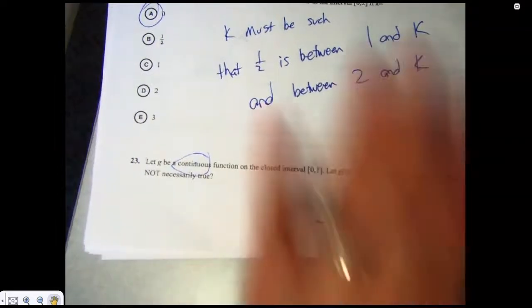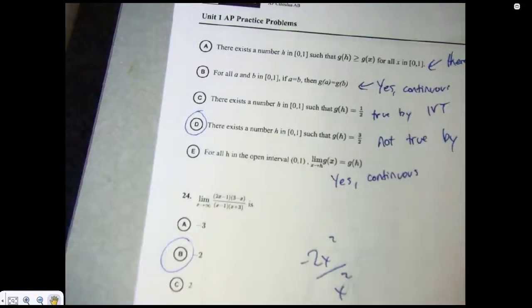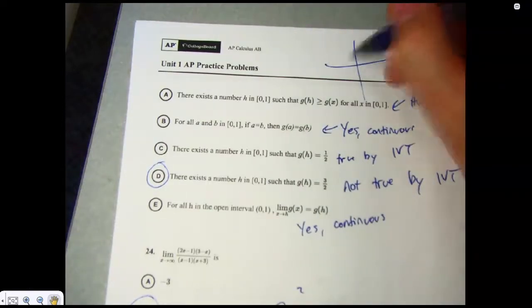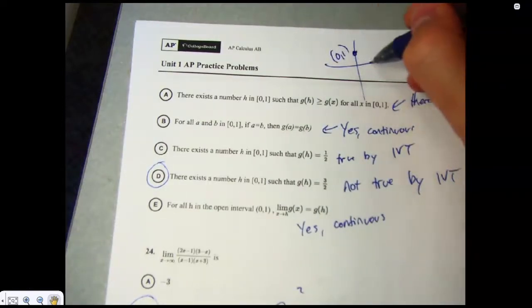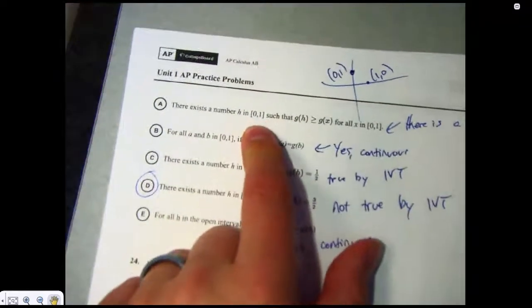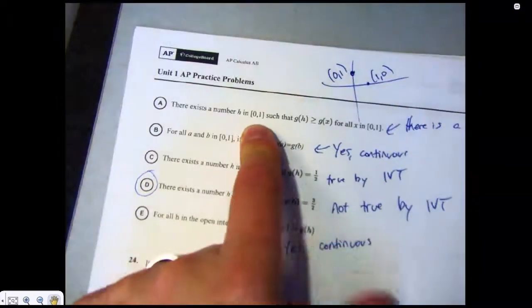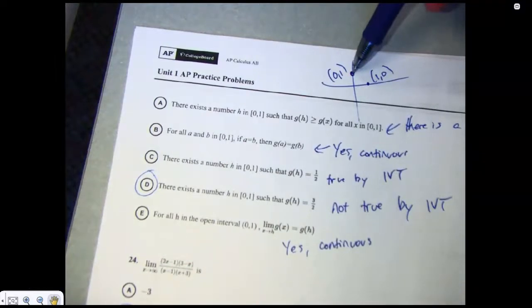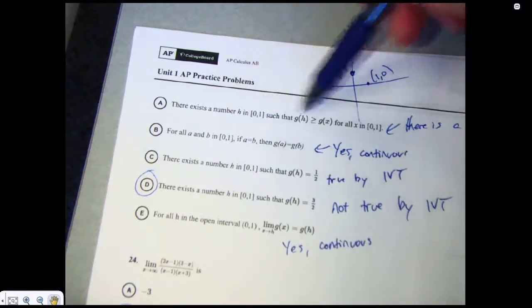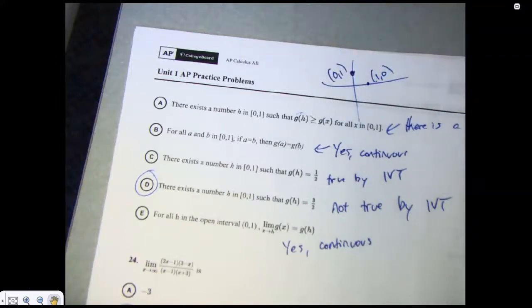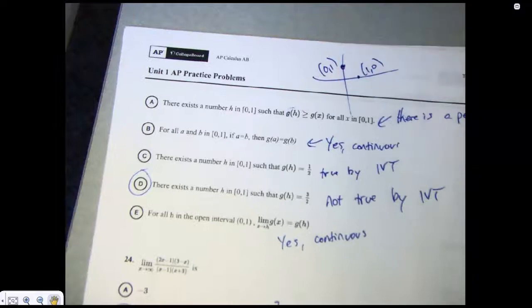Number 23, I got this 0, 1 and 1, 0. And this is it. I don't really like this question very much, to be honest, but so I know these 2 points. We're looking for which of the following is not necessarily true. What this tells you is that there is a point where the y value is greater than or equal to every other y value. That just means there's a peak. There's a spot that's the biggest or tied for the biggest.